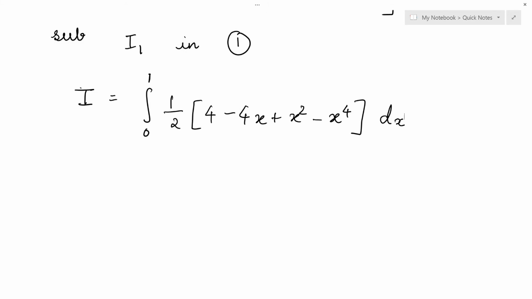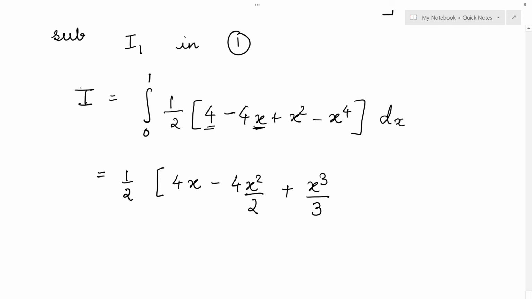Now a simple integration, that is you have to integrate with respect to x. So constant 1 by 2 will come outside. Let us integrate with respect to x. The integration of constant is 4x. Then this 4 will be as it is. Integration of x with respect to x will become x square by 2. X square integration is x cube by 3. And x raised to 4 integration is x raised to 5 upon 5. The limits of integration are 0 to 1.